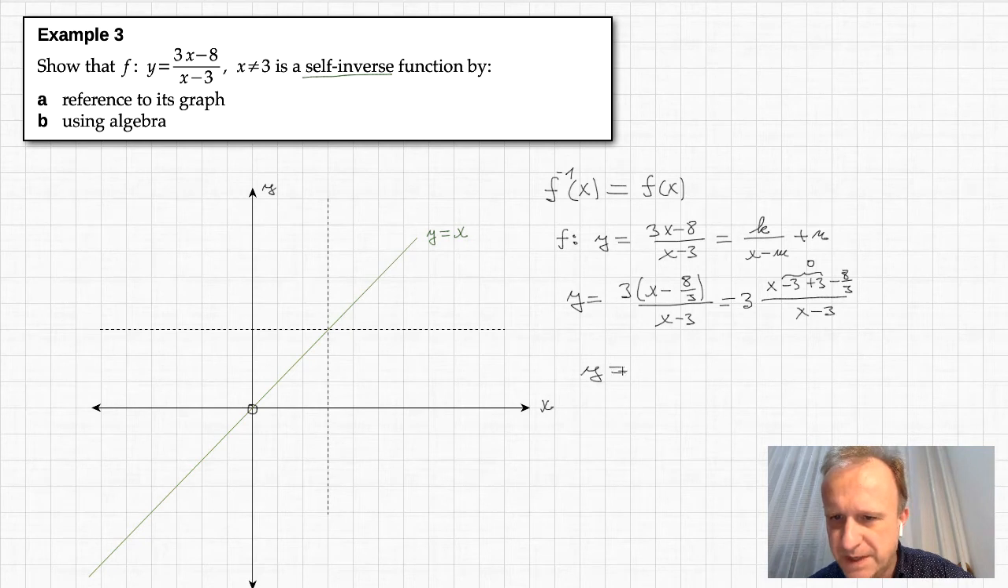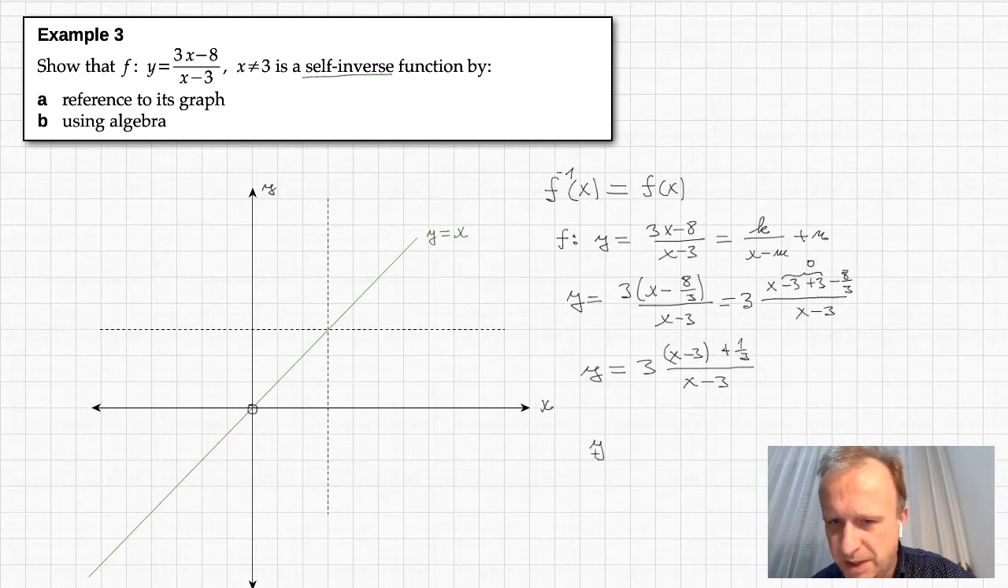Y equals then 3 times (x minus 3), and here we have x minus 3. I'll put it in a pair of brackets, and the second number is 3 minus 8/3. So 3 in thirds is 9/3, and 9/3 minus 8/3 is 1/3, so it's plus 1/3.